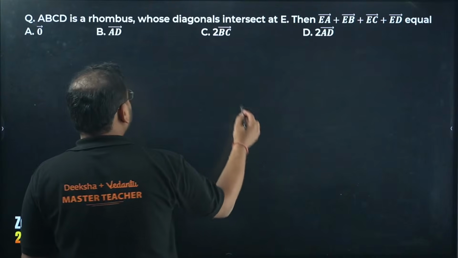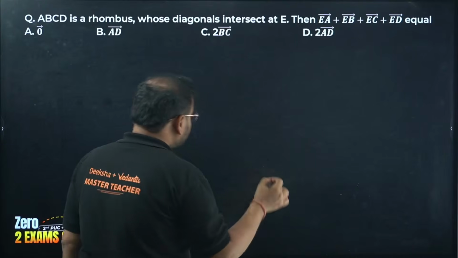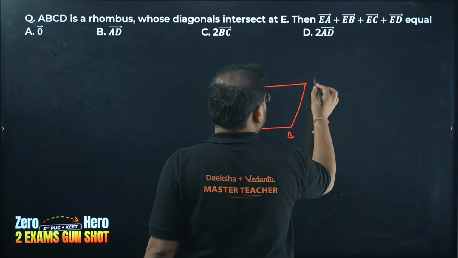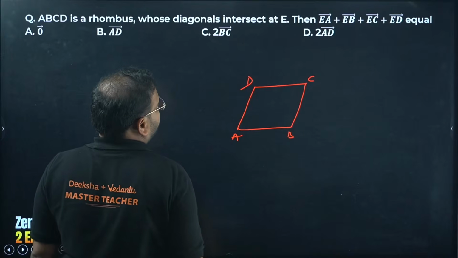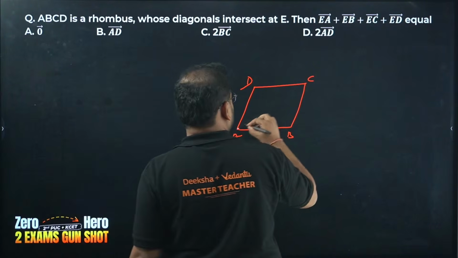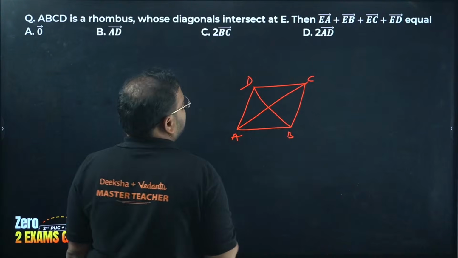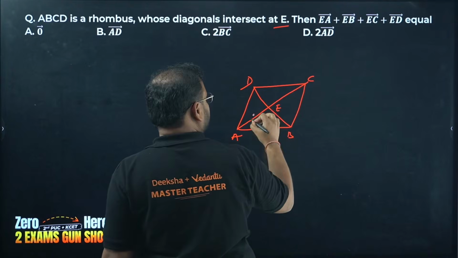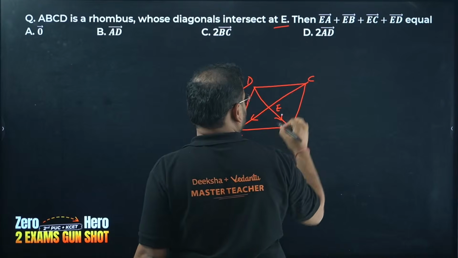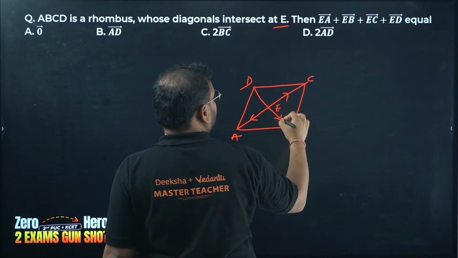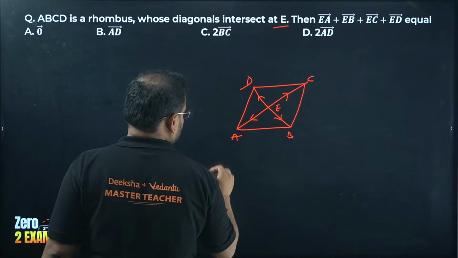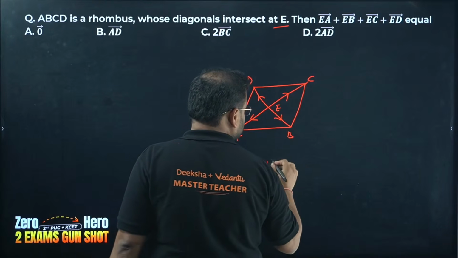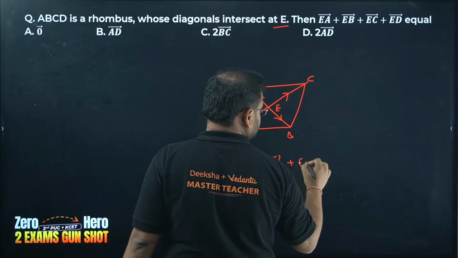Next question. ABCD is a rhombus, and it has diagonals, right? The diagonals are AC and BD, and of course they meet at the point E. EA will be in this direction, EB in the opposite direction over here, EC over here, and ED will be over here. They're asking for the sum: EA plus EB plus EC plus ED.